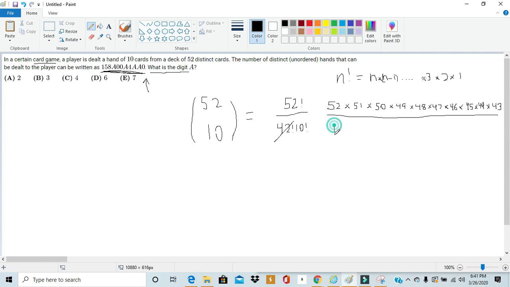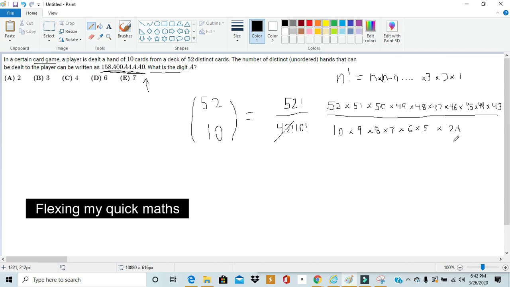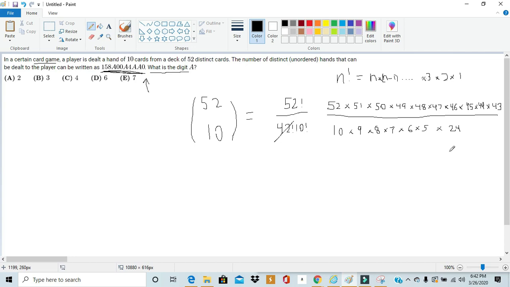So, 10 times 9 times ... times 5 times 24. Well, 4 factorial is just 24, so I'm going to leave it like that instead of writing 4 times 3 times 2 times 1, because 4 times 3 is 12, and 12 times 2 is 24. So then we just need to find a way to find out what A is from this computation.